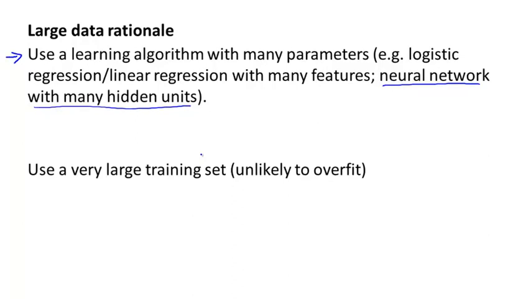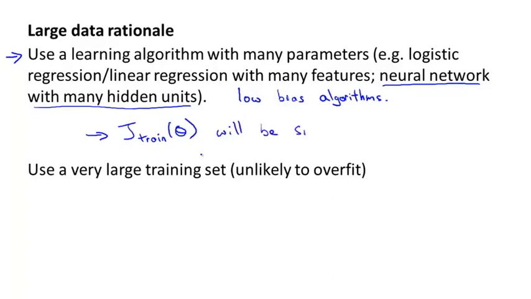That would be another learning algorithm with a lot of parameters. So these are all powerful learning algorithms with a lot of parameters that can fit very complex functions. We're going to think of these as low bias algorithms because they can fit very complex functions. And because we have such a powerful learning algorithm, chances are if we run it on a data set, it will be able to fit the training set well, and so hopefully the training error will be small.